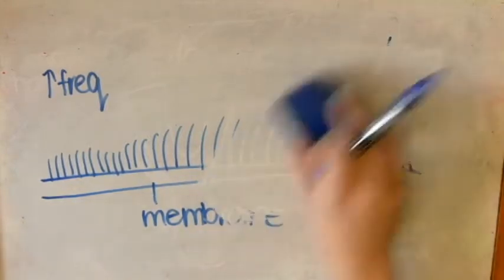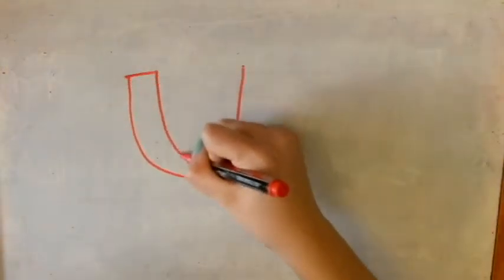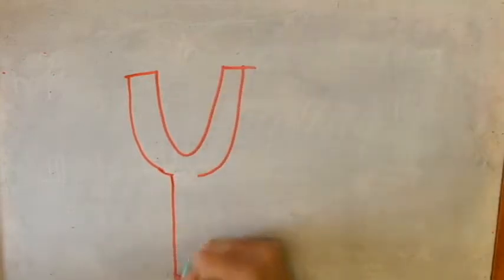Higher frequency waves vibrate fibers close to the oval window and decrease in frequency at the other end of the membrane. This is similar to how a tuning fork works.